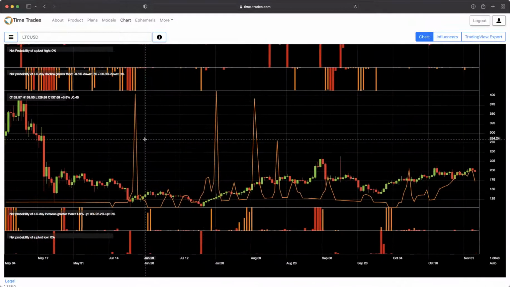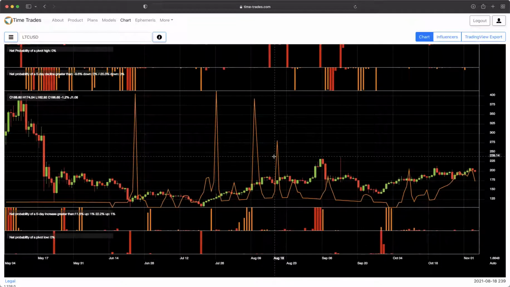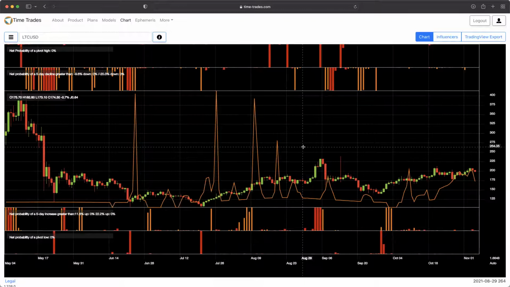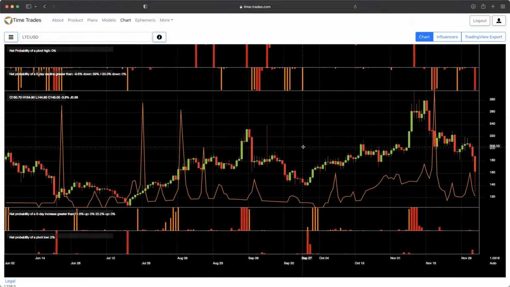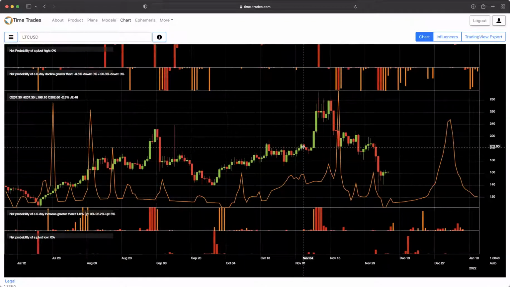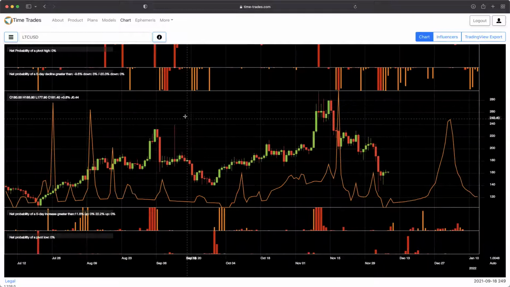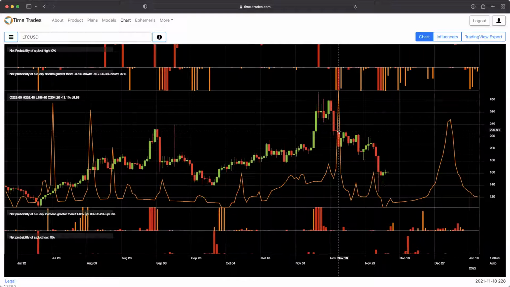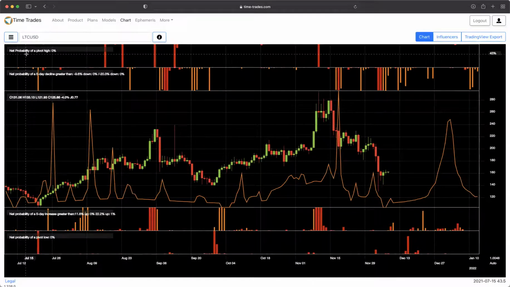So the way I suggest you use this is to treat every security differently. Observe how it reacts to these juice spikes. Some of them are very responsive, some of them not so much. I would say Litecoin is probably more on the not so much end of the scale, but often you'll find different symbols react quite nicely to juice spikes.